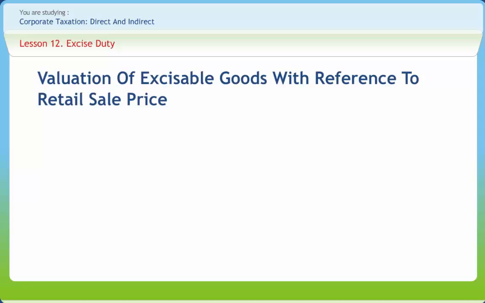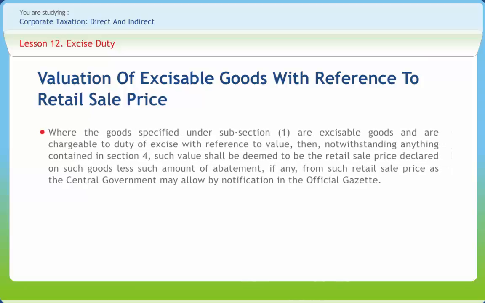Now let's discuss valuation of excisable goods with reference to retail sale price. Where the goods specified under subsection 1 are excisable goods and are chargeable to duty of excise with reference to value, then notwithstanding anything contained in section 4, such value shall be deemed to be the retail sale price declared on such goods, less such amount of abatement, if any, from such retail sale price as the central government may allow by notification in the official gazette.